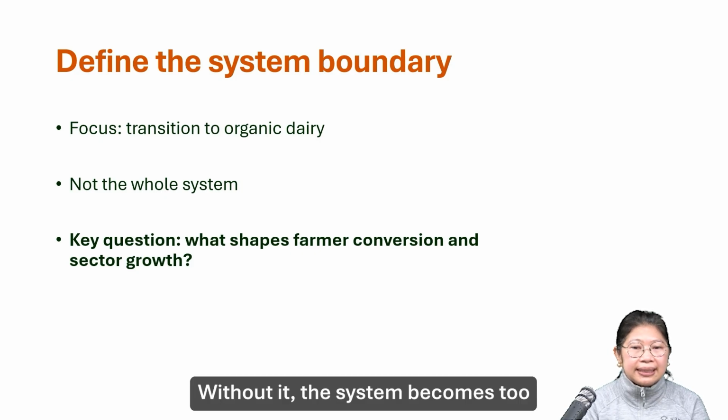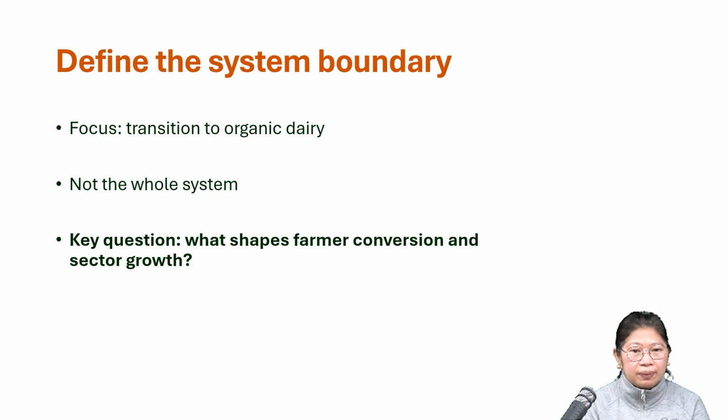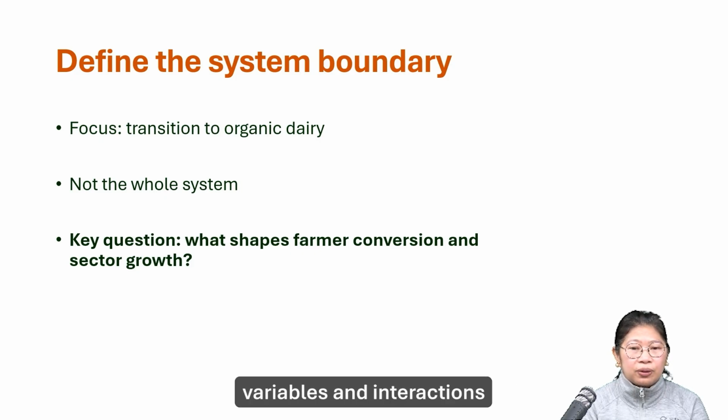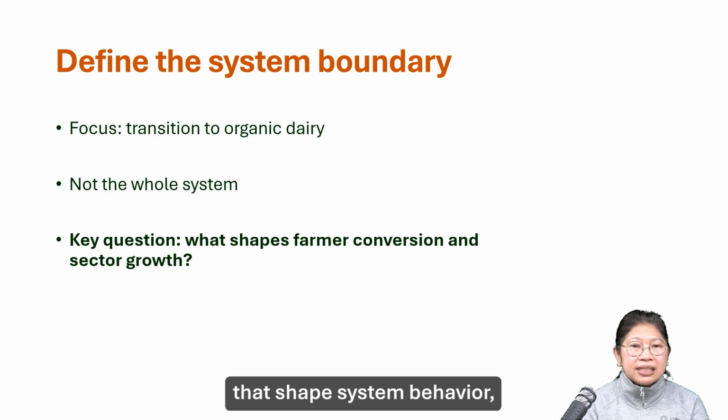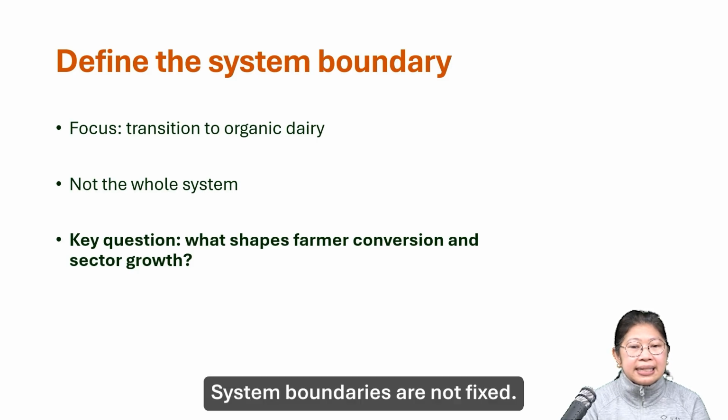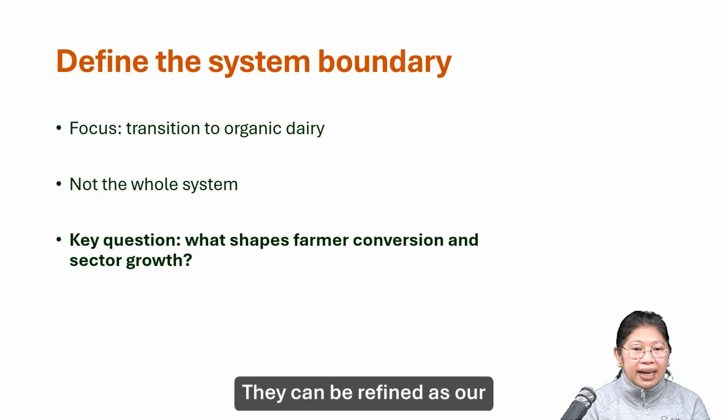Without it, the system becomes too complex to analyze meaningfully. In practice, we include the key variables and interactions that shape system behavior, while excluding less relevant elements. System boundaries are not fixed. They can be refined as our understanding evolves.